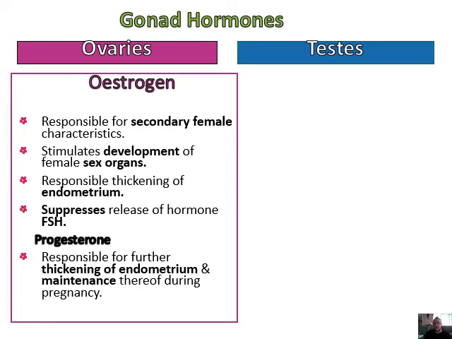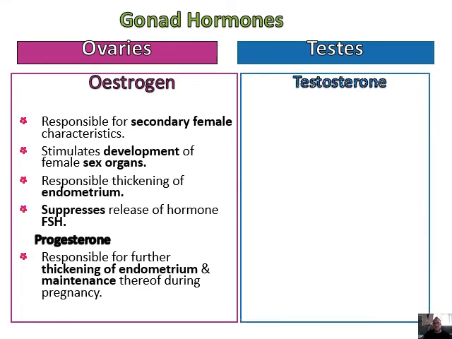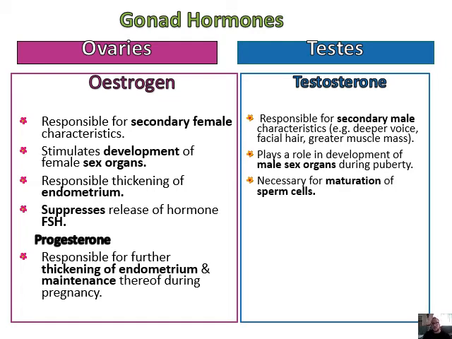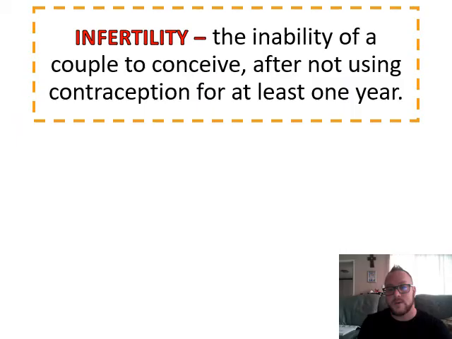So let's start talking about the male testicles. We have testosterone, responsible for secondary male characteristics: deeper voice, facial hair, greater muscle mass, Adam's apple, all those other bits and pieces. It plays a role in the development of male sex organs during puberty and is necessary for maturation of sperm cells.